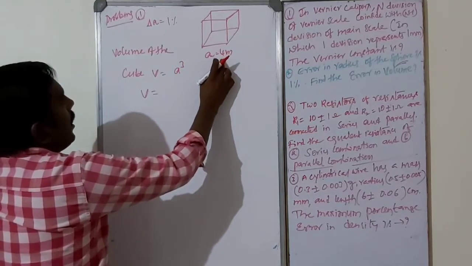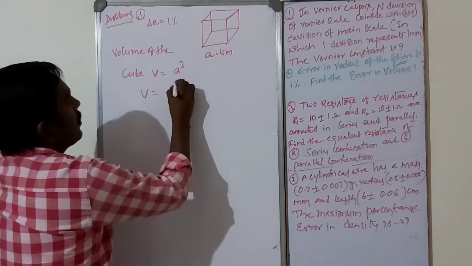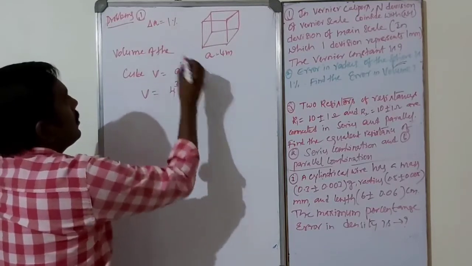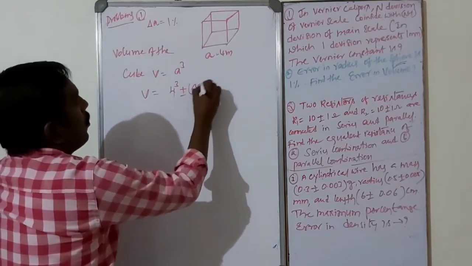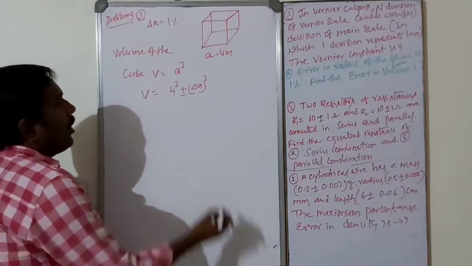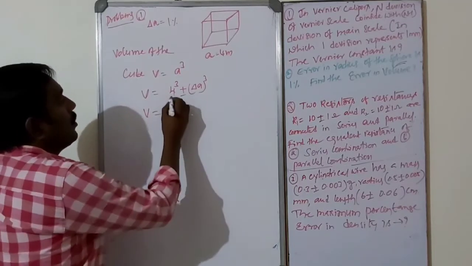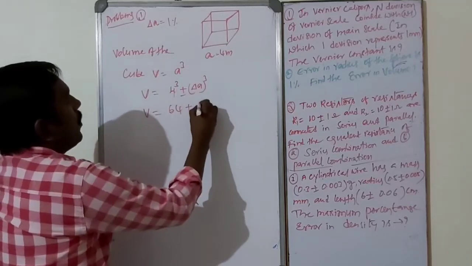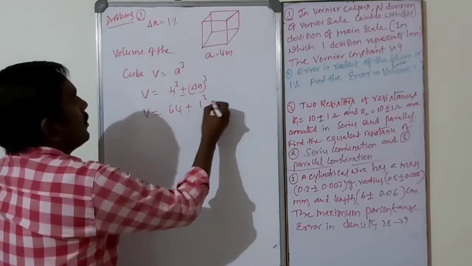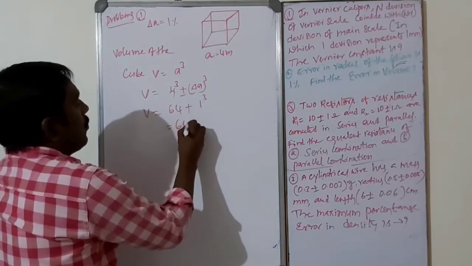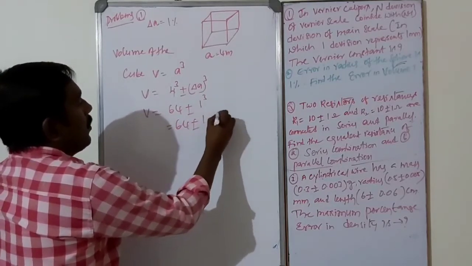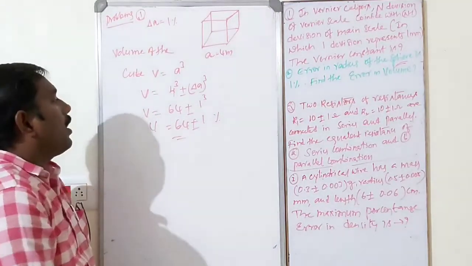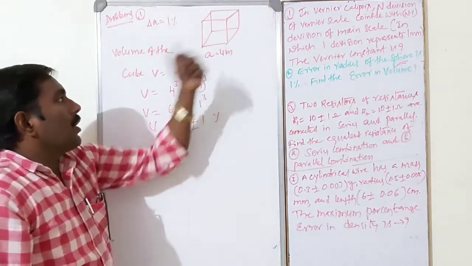What is the value of A? 4 cube, plus or minus the error, which is delta A whole cube. So V is equal to 64 plus or minus 1%, that is 1 cubed. This is the volume of the cube.